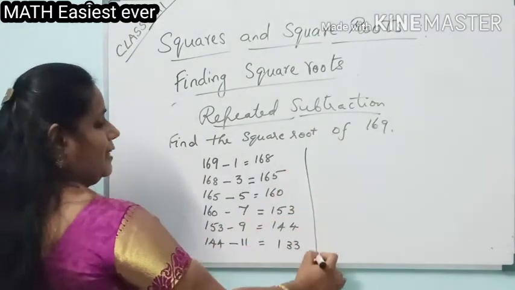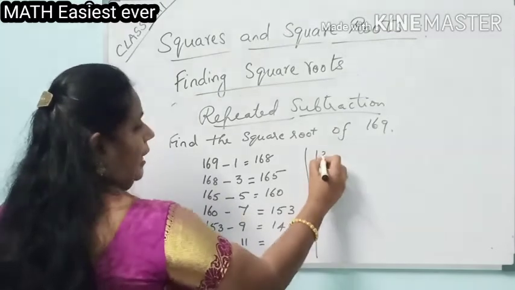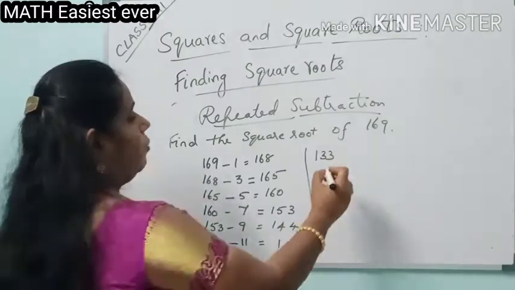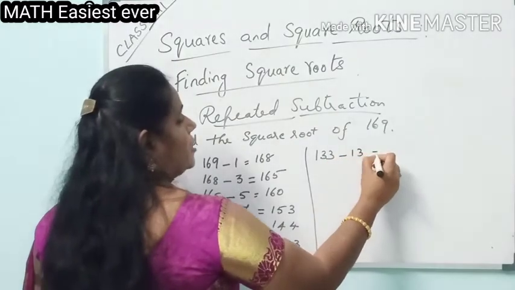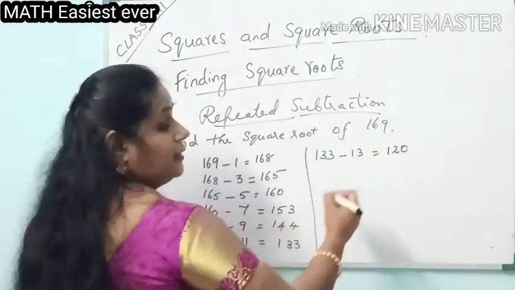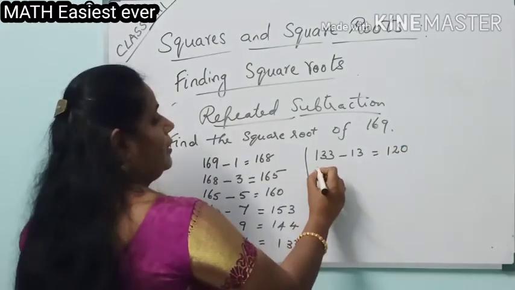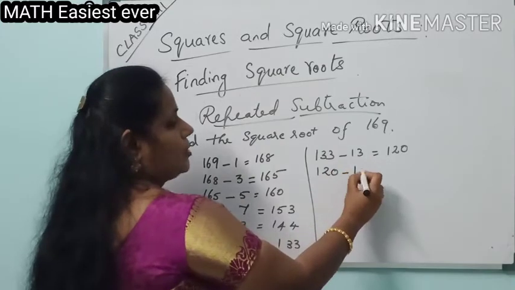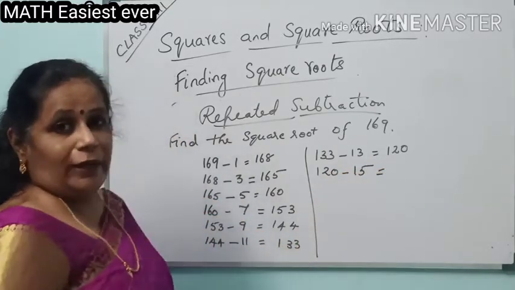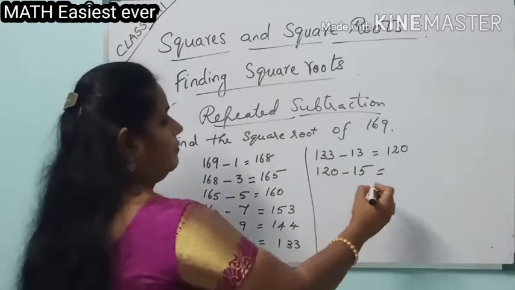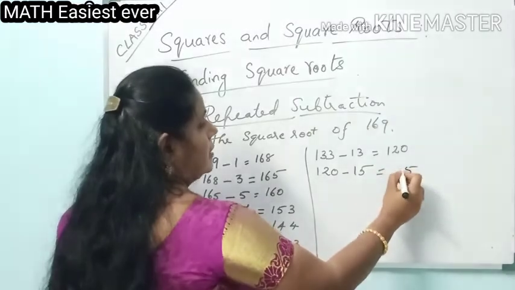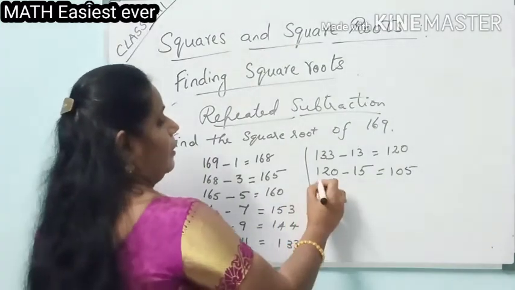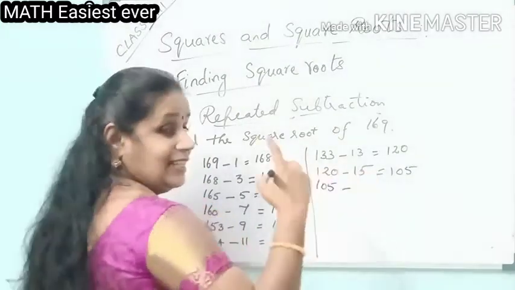Okay. Now I'll take 133 here and subtract with, after 11, what is the next odd number? It's 13. 133 minus 13. So what will I get here? 120. Now I'll take 120 and subtract with the next odd number. After 13, the next odd number is 15. So 120 minus 15, I'll get here 105. Isn't it? Yes, 105.